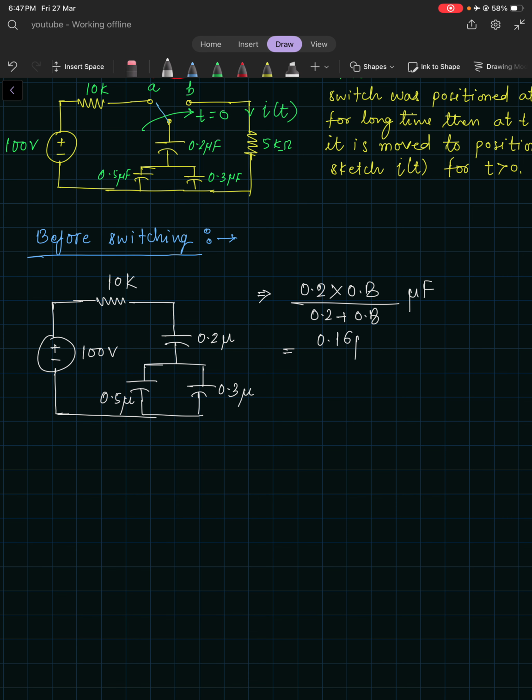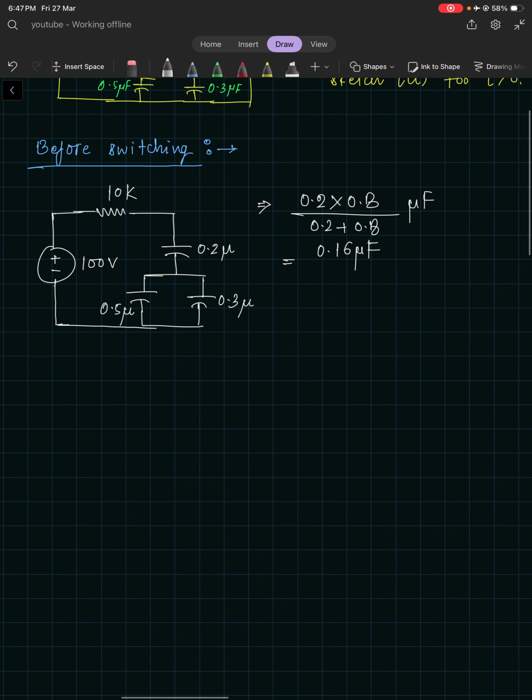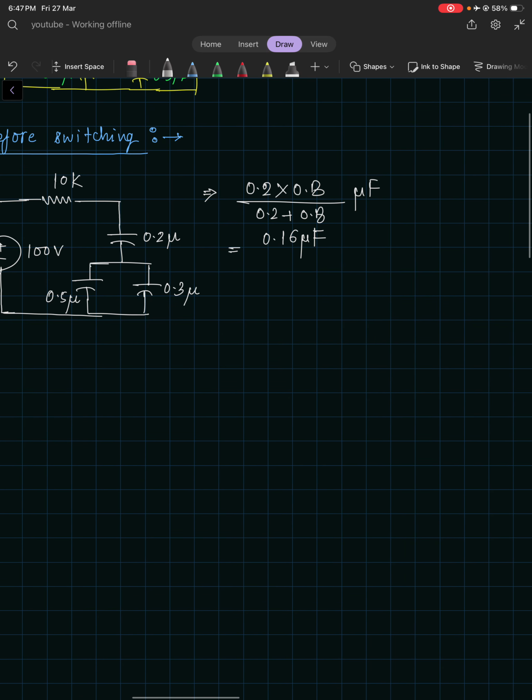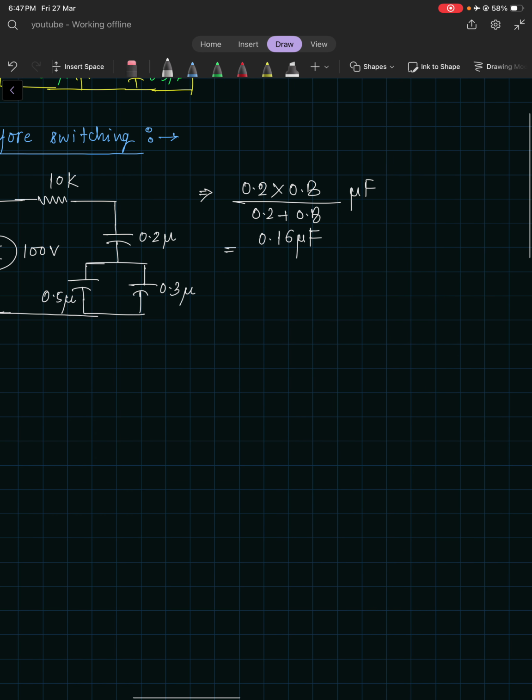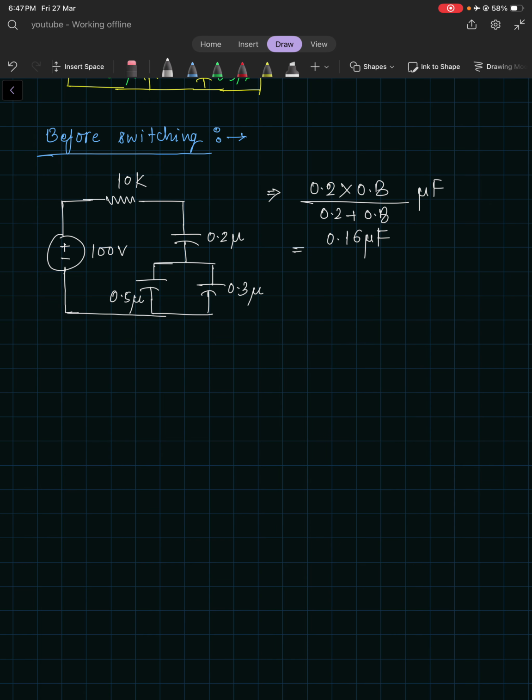0.16 microfarad. Fine. So this will be an equivalent circuit. Here I am just drawing it, this is 100. Okay, now it has reduced to a simple RC circuit. Actually all the questions will be reduced to a simple RC circuit. 100 volts, and this is 0.16 microfarad.